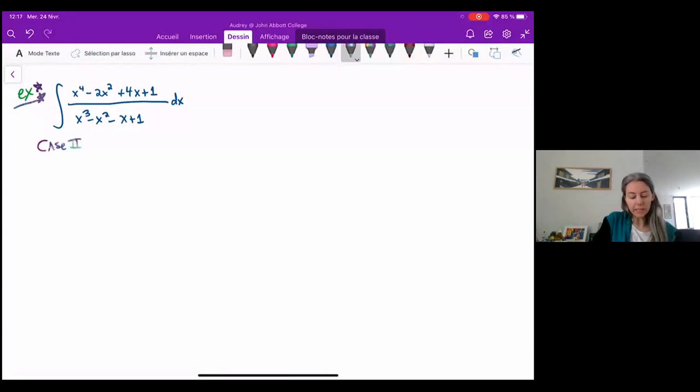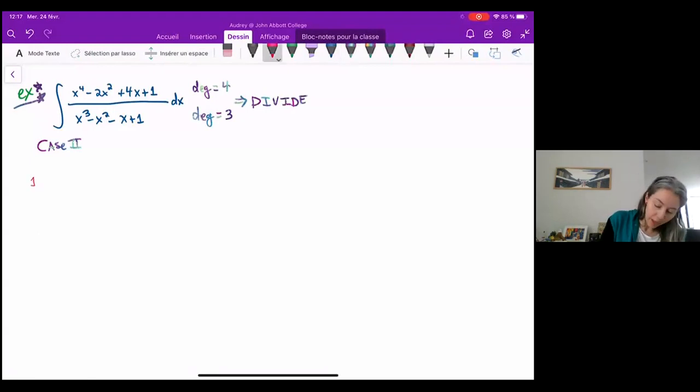First thing I notice about this is that it is a rational function, and the degree of the numerator is 4, and the degree of the denominator is 3. Which means that I will need to start off by dividing here. So my step 1 of partial fractions is to divide if necessary. And in this case, it is necessary.